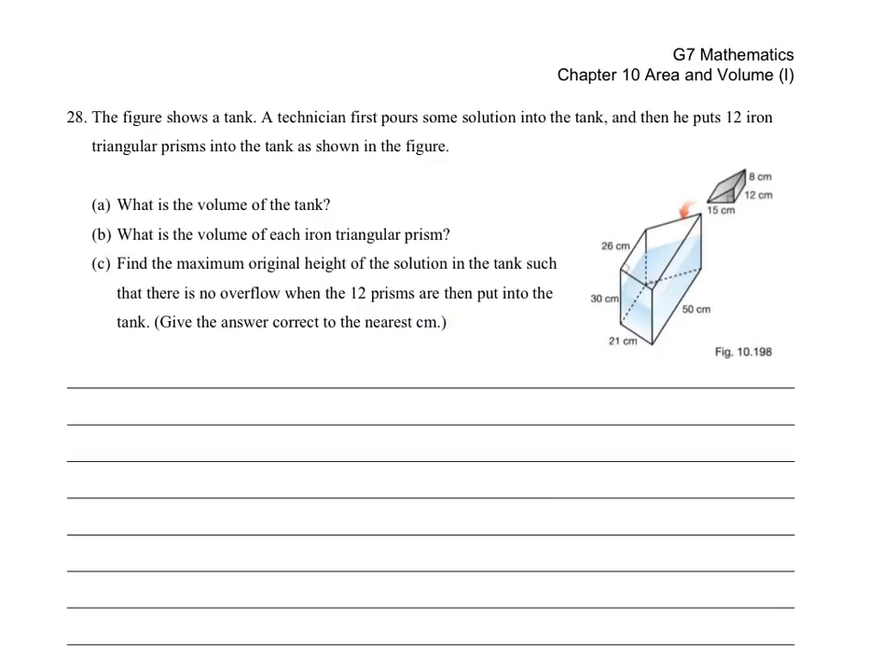Now let's look at number 28. In order to find the volume of the tank, it means that volume of the tank when it is full. So you need to find the base area. The base area would be this trapezium. You have the upper base 26, lower base 50, and then the height of this trapezium is 21 cm. It means that you can calculate it easily. Finally, multiply by the height, which is 30 cm. This gives you part A.